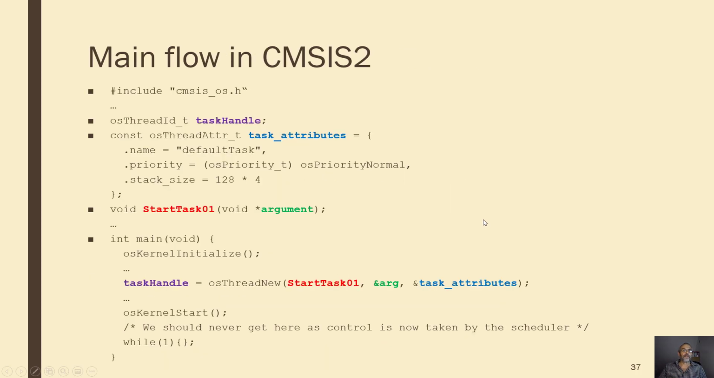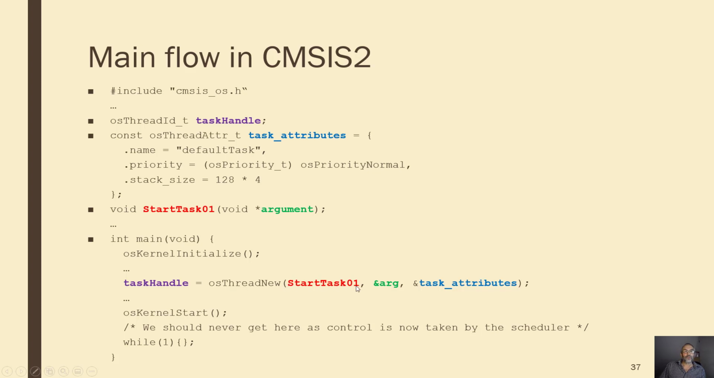So the main flow in CMSIS version 2 using threads would be something like this. Of course, you have to include the right header file. You have to define a thread ID, which can have a name like task handle. Well, let's first go to the OS thread new here. This is the place where you can create a new thread after initializing the kernel and before starting the kernel. There you can create a new thread.